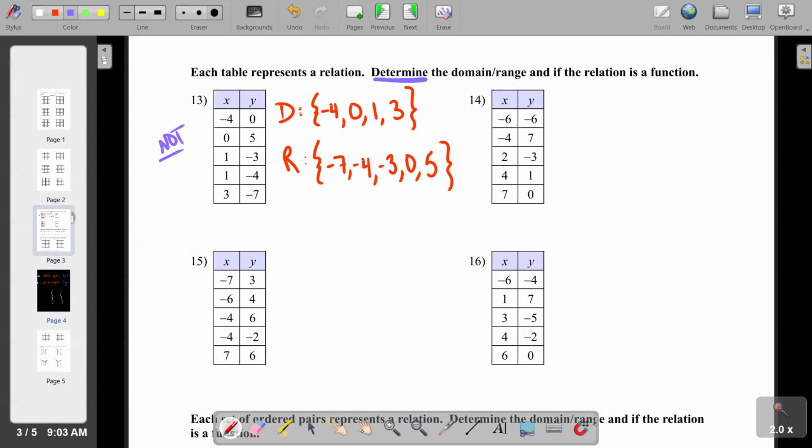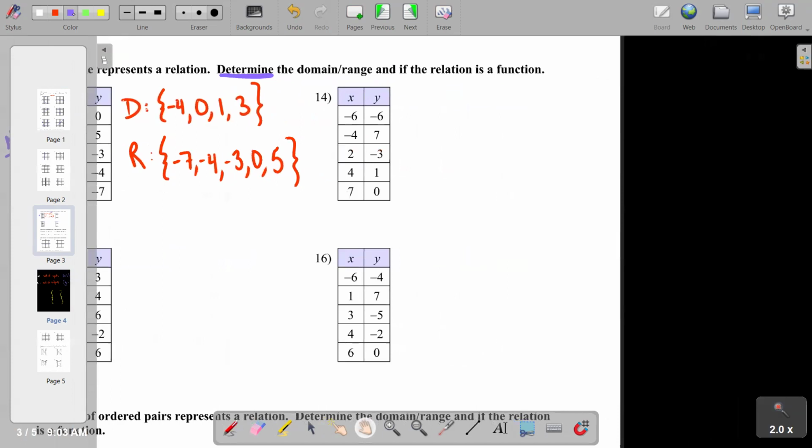All right, let's practice again on problem 14. Well, we can get this out of the way right now. Is number 14 a function? Yeah, so I would just write function.